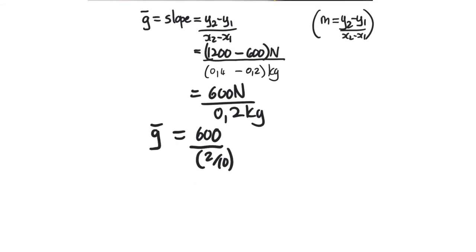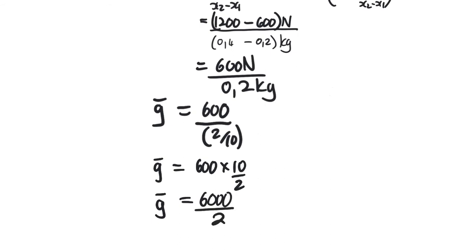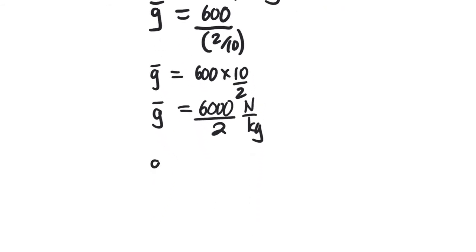You're going to be asking, why are you doing it manually, Mr. Duffield? Well, I'm doing it manually because I haven't got my calculator with me. So 600, and we tip and we times, so that's 10 divided by 2. So we're going to get 6,000 divided by 2 newtons per kilogram. And so G is 3,000 newtons per kilogram.